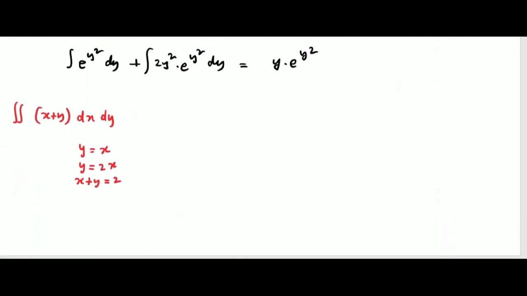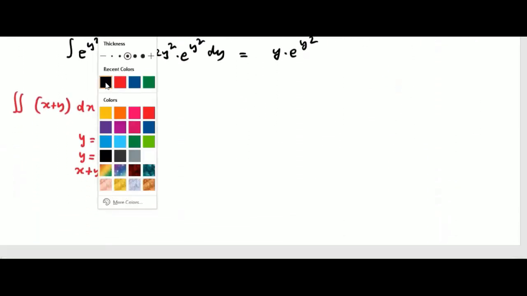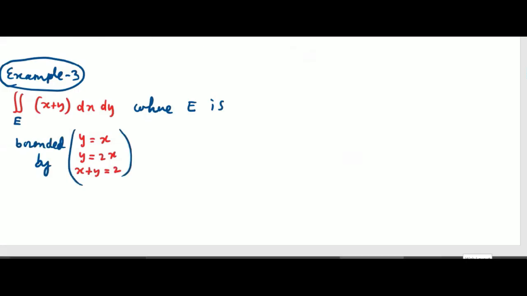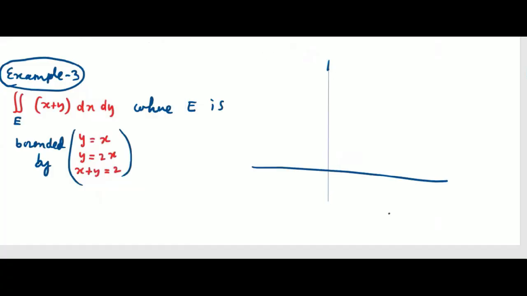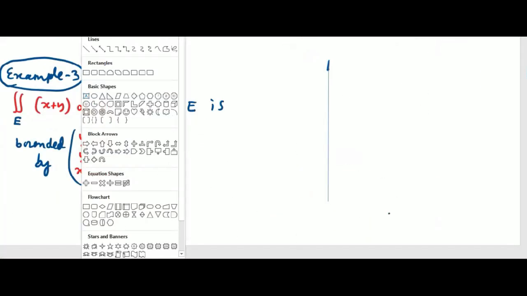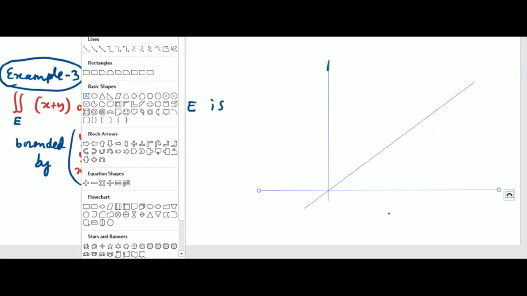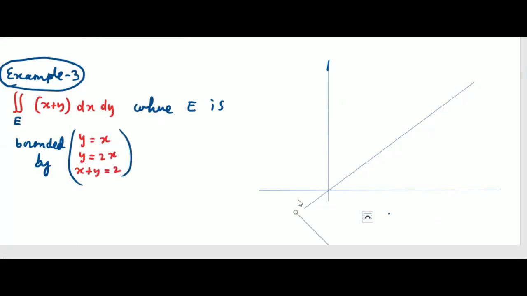We have another question. Let's do that. This is the last question. Example 3, where E is bounded by these 3: y is equal to x, which we can draw, that will bisect the angle, and the other one. We have y equals x, y equals 2x as well. So y equals 2x means it will be like this.